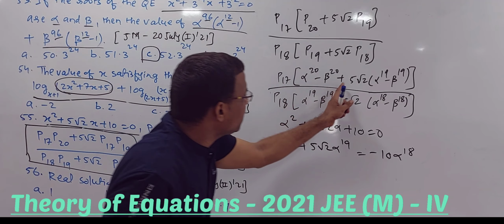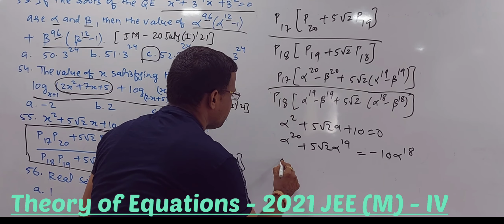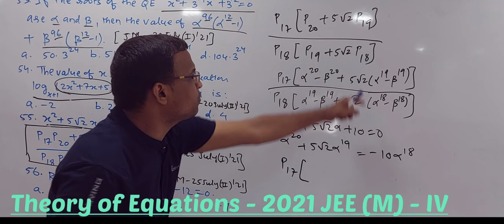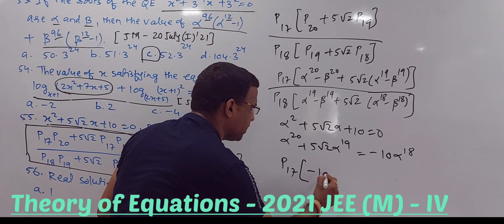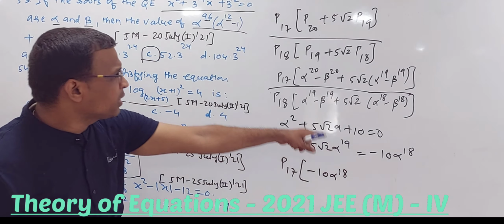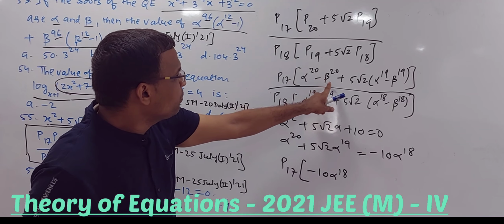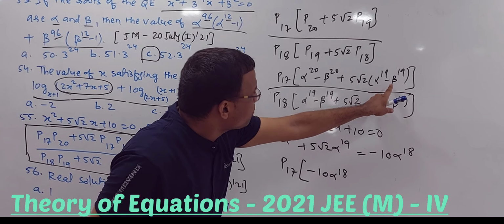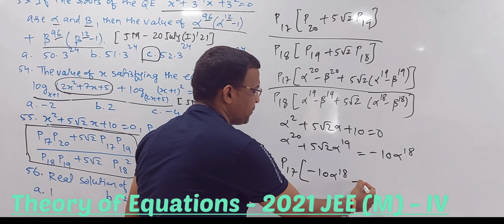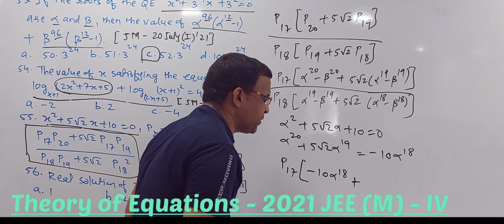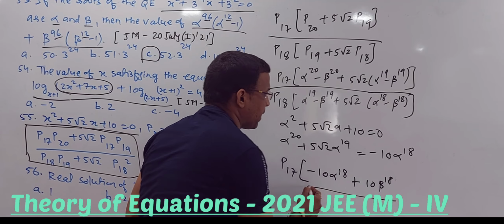Fine. So alpha power 20 plus 5 root 2 alpha power 19 replaces with, so I am just writing P17 as it is, and replaces with this portion. This portion replaces with what? It will be minus 10 alpha power 18. And what about this regarding beta? So minus common, beta power 20 plus beta power 19, because I took minus common. So it will be simple minus and this same answer, so plus 10 beta power 18. I hope this is fine.